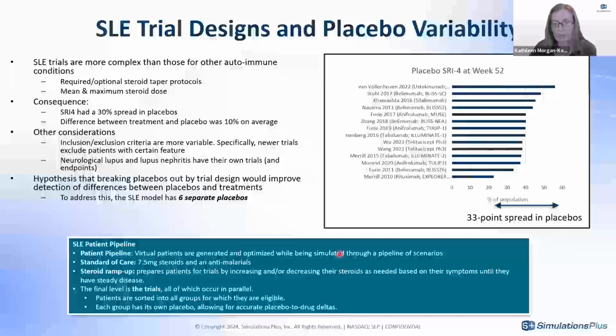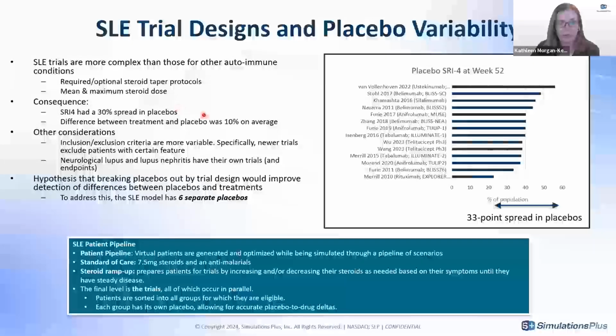Clinical endpoints and assessments are only one part of the story. Another challenge in SLE clinical trials is variability. SLE trials are more complex than those for other autoimmune conditions. Some have required steroid tapering protocols, while in others those protocols are optional. They also vary in their mean and maximum steroid dose that is allowed.